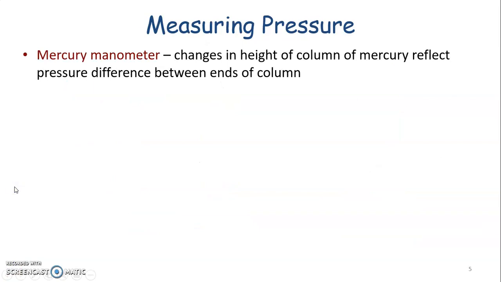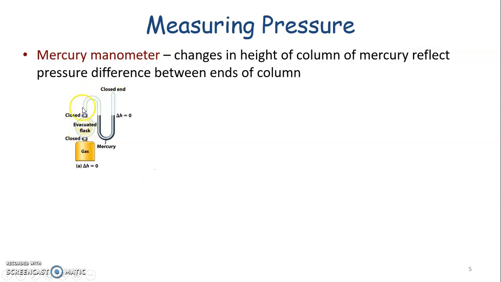Okay, so we can use that same technology, basically very simple, with a column of mercury to measure pressure in all sorts of different ways. And so this is the idea behind a mercury manometer. So changes in the height of a column of mercury are going to reflect changes in pressure. And so there's kind of 2 ways to apply this. You can use a mercury manometer that has a closed end. And so if we've got vacuum in this part of the tube, just like we did in the previous example.